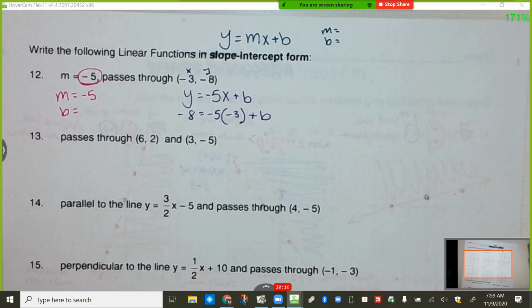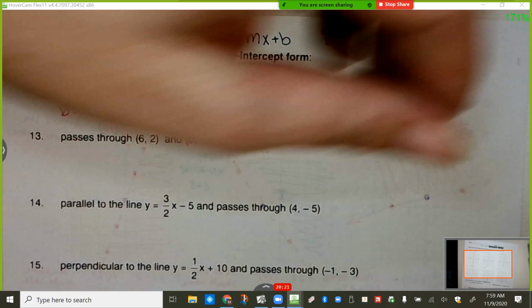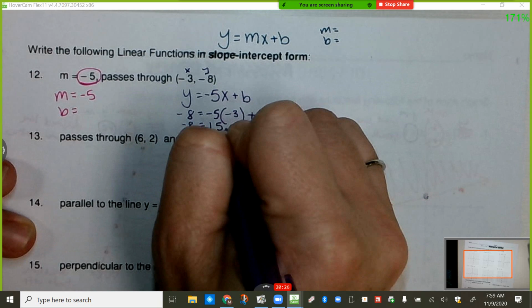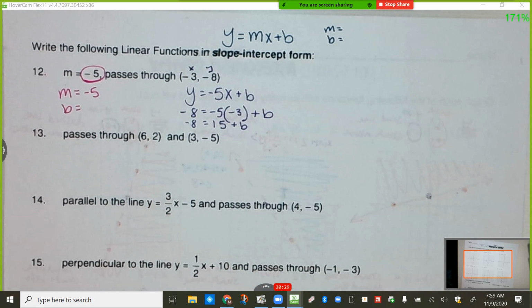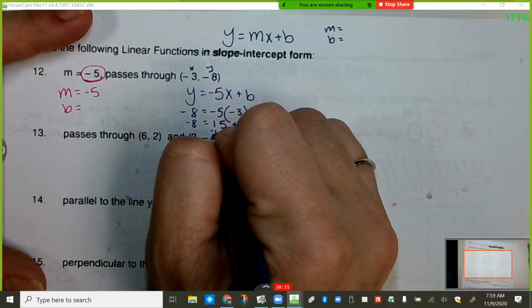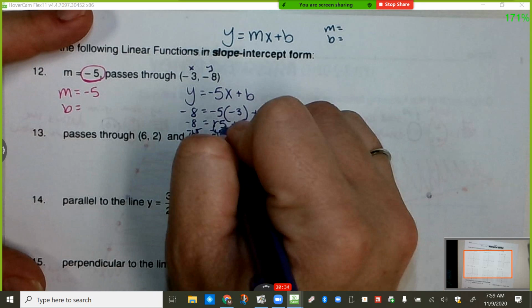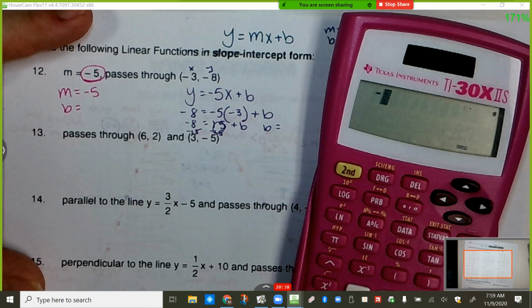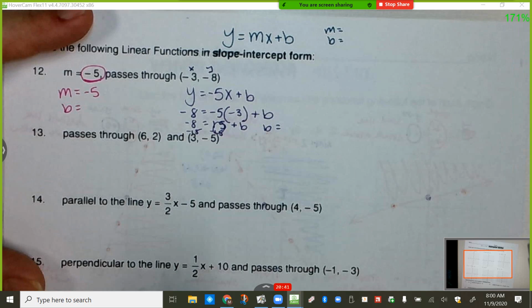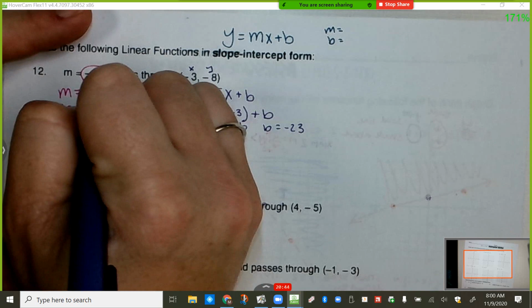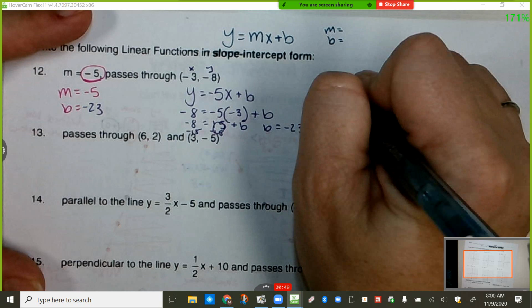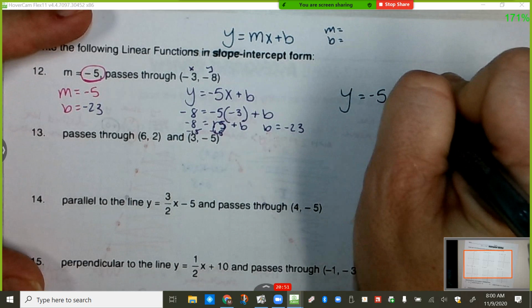What's negative 5 times negative 3? Positive 15. And now how do I get b by itself? I'm going to subtract 15 from both sides. Okay, and I get b equals, what is that, 23? Negative 23? Yeah. So I know b is negative 23, and I'm done, because it doesn't matter if the slope is negative. We know y equals negative 5x minus 23.